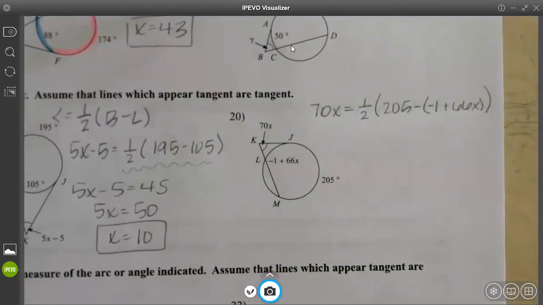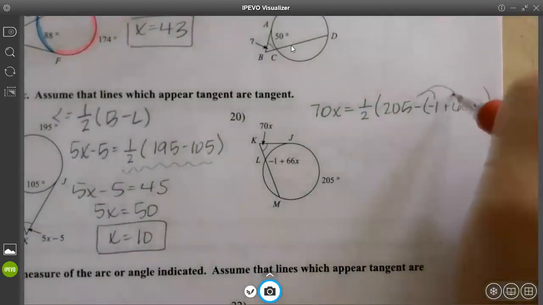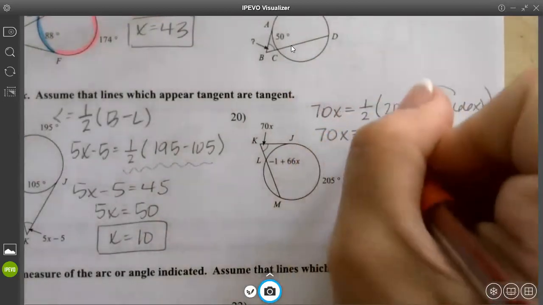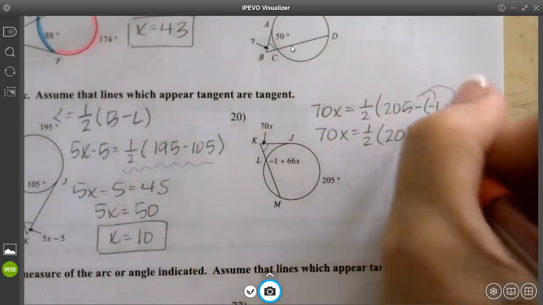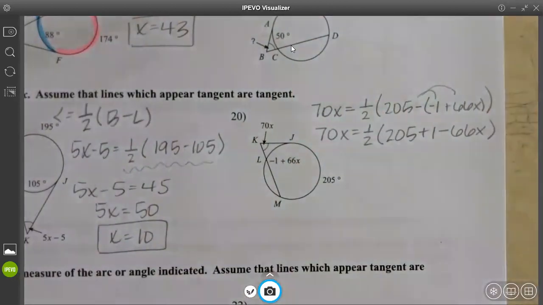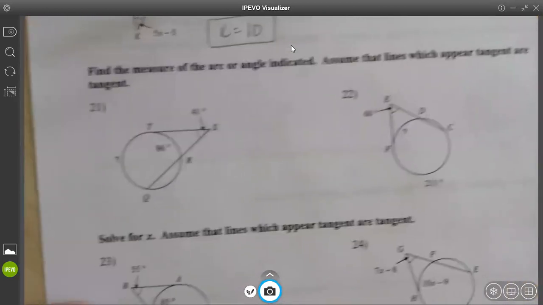So again, this is where mistakes happen. Make sure that you distribute that -1. So you should have 205 plus 1 minus 66x to solve. All right. Again, I'm not going to solve it. You can solve it later if you want to.